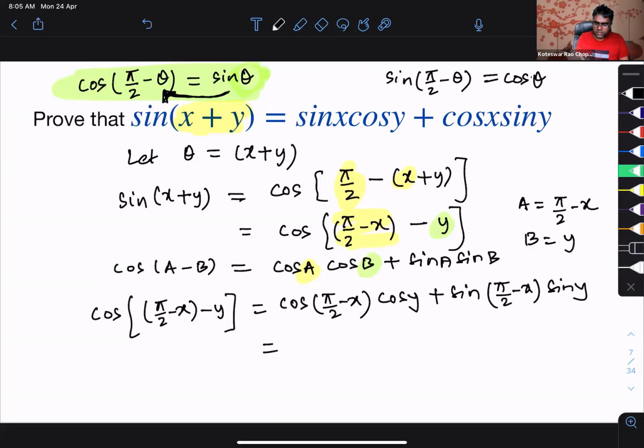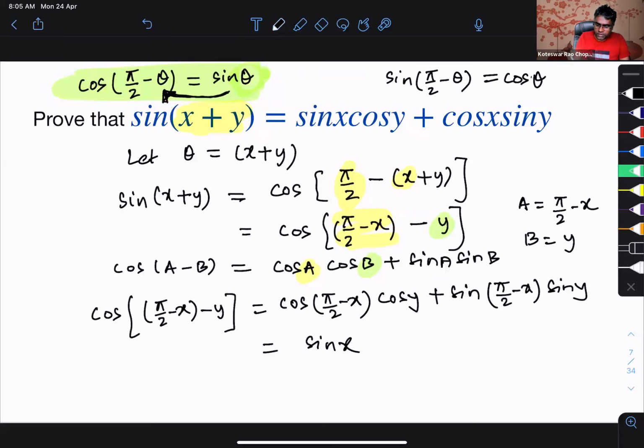Okay, now what does this give on the right hand side? Cos of pi by 2 minus x will become sine x. So here, look at this one. Cos pi by 2 minus theta will be sine theta. So similarly, cos pi by 2 minus x is sine x.